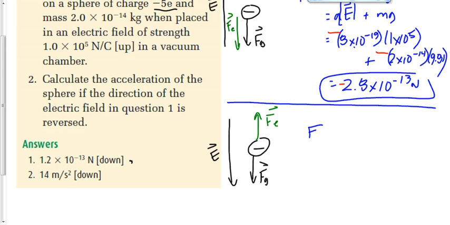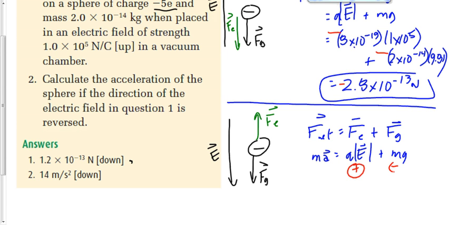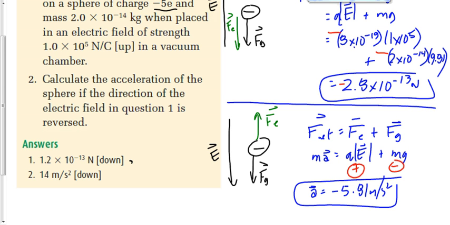So we're going to say F net is equal to the sum of the forces. This time we're going to say m times a is equal to the sum of the forces. And we sub in our numbers. We make sure that when we sub in those numbers, this value becomes positive, this value becomes negative. We solve for the acceleration, and I can't remember what it works out to be. I want to say 3 or something like that. Actually, that does ring a bell. It's -5.81 meters per second squared.